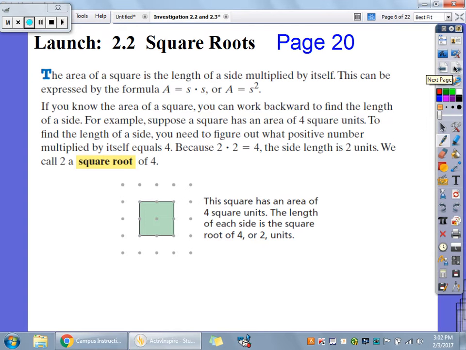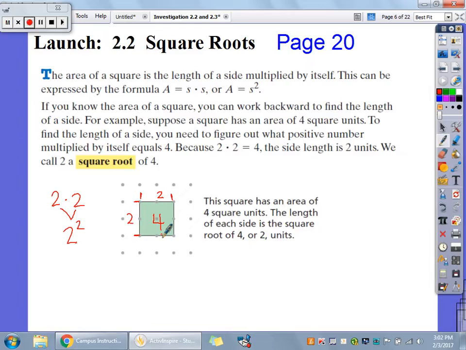Okay, so the area of a square is the length of the side multiplied by itself. If we look at this square right here, we know that the side length here is 2, and we know that the side length here is 2. In order to find area, you take length times width. Well, you're multiplying the same number times itself, which we can rewrite with exponents, so it would be 2 squared. So the area of this would be 4, okay?